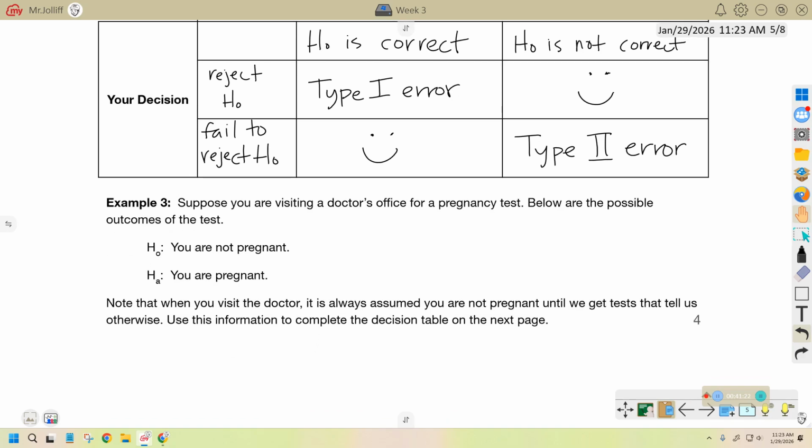Suppose you are visiting a doctor's office for a pregnancy test. Below are the possible outcomes for the test. You are not pregnant. That is our null. That is what the doctor is assuming until the test comes back positive. Or the test comes back positive, you are pregnant. And we are again assuming when you visit the doctor, the assumption is not pregnant until the test shows otherwise. So we're going to use that information to fill out the table on the next page.